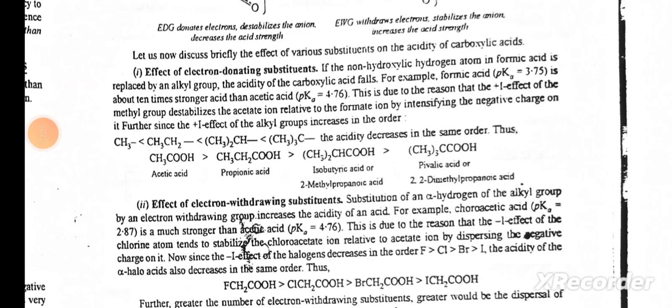This is due to the reason that the plus I effect of the methyl group destabilizes the acetate ion relative to the formate ion by intensifying the negative charge on it. Further, since the plus I effect of the alkyl groups increases in the order, the acidity decreases in the same order. Thus, acetic acid, propanoic acid, isobutyric acid, pivalic acid.